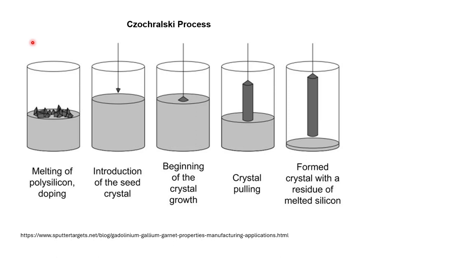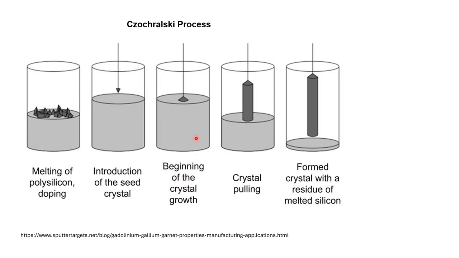If we see the Czochralski process, in the first step we'll melt silicon, which is 99.999 percent pure. Then we will introduce a seed crystal. This seed crystal will have a particular orientation. It may be 100 oriented, 110 oriented, or even 111 oriented. Then we'll dip the seed crystal in the molten silicon and start to rotate it slowly.